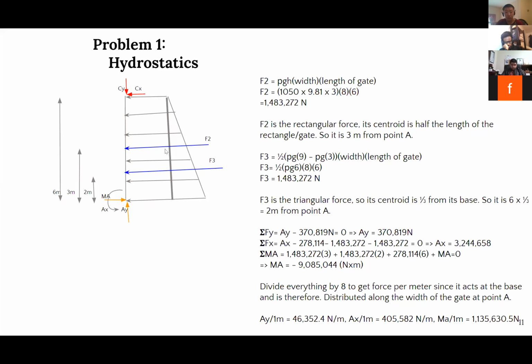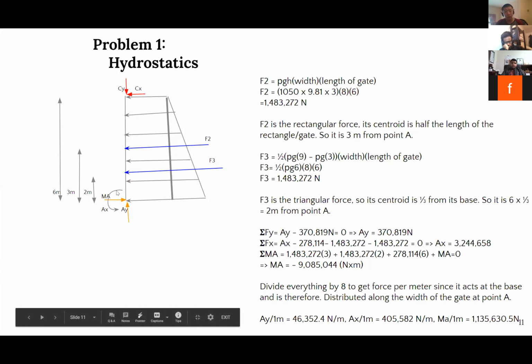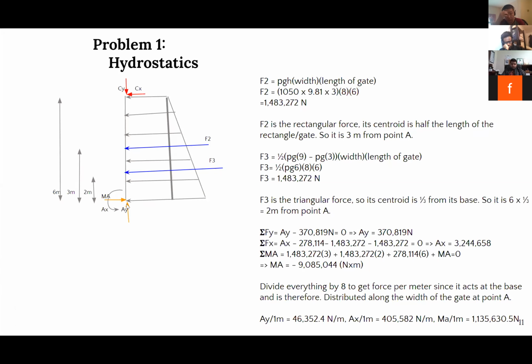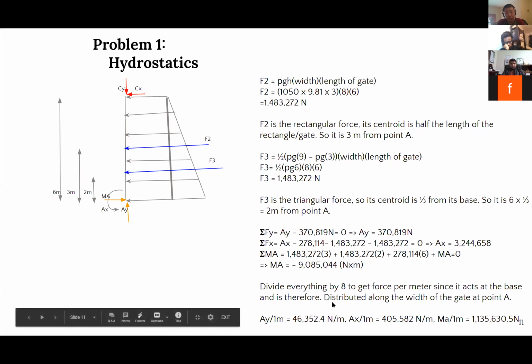Now we have to remember the question asks for the reactions per unit length of the gate. Usually this means we divide every force and reaction by the width, because the force at the bottom is distributed along the width, not along the length of the gate. So once we divide AY, AX, and MA by 8, we will get the corresponding correct answers.